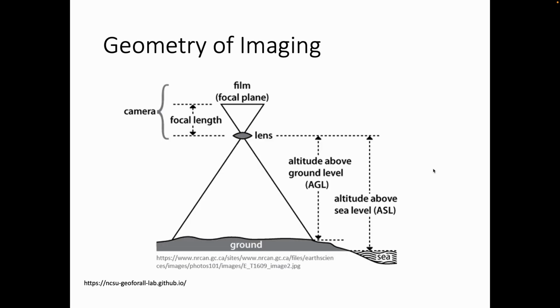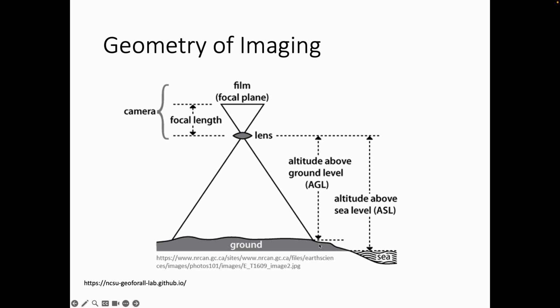So let's just review the geometry of imaging, and we're going to use the vertical imaging geometry to start out with. So we've got our camera lens here, and this is going to work the same way as our eyes work. It focuses light at a particular point, which is the lens, and then the lens is going to allow light to pass through and focus it onto a focal plane. And this distance between the lens and the focal plane is the focal length, and we'll call that F normally.